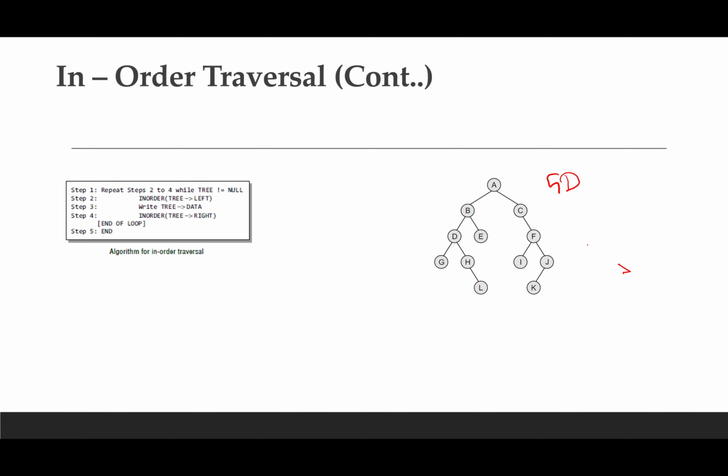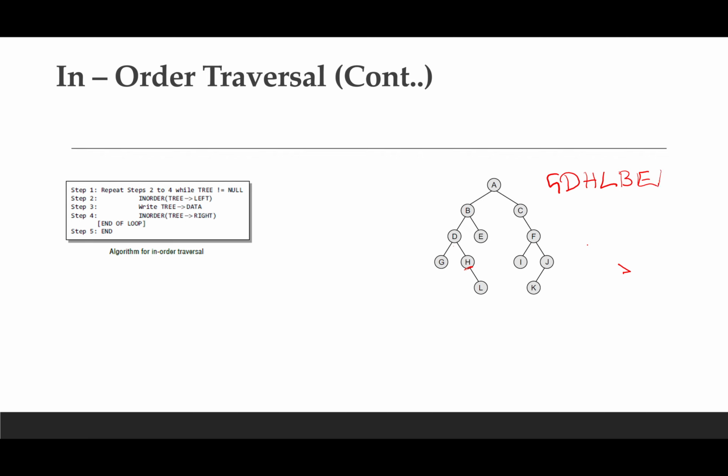For D, we check whether it has a right child. Yes, it is H. Next we check whether H has a left child. It doesn't, so we visit H. Then we check whether H has a right child. Yes, it is L. Then we have visited B's left subtree, so we can visit B now, because only after the left child do we visit the root B. Then we check whether B has a right child. Yes, it is E.